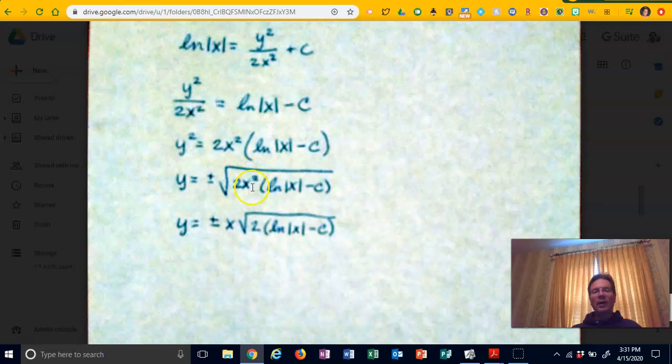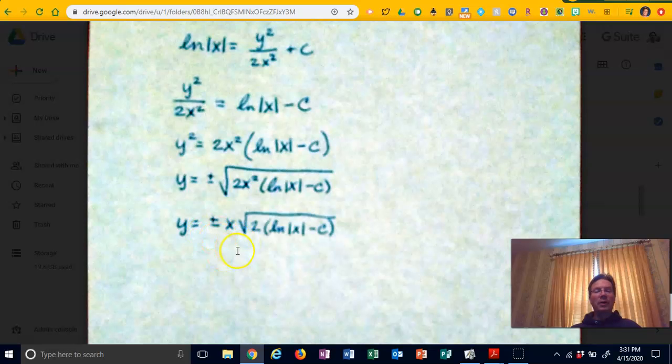Okay? Now, the only thing that's easy to sort of pull out from underneath the square root is this x squared right here. So I pull the square root of x squared, because this is all multiplication: 2 times x squared times this parenthesis. All right? So I can pull an x out. So y is equal to plus or minus x times the square root of 2 times, in parentheses, natural log of absolute value of x minus c. So this is the solution to the differential equation that we're given.